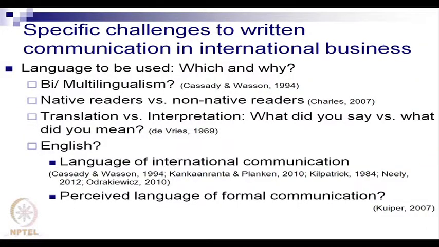Translation versus interpretation: what did you say versus what did you mean? Translation can happen. If you get a grasp of the language, you can translate documents. But the intended meaning and the interpreted meaning will be very far away from each other, unless clarity is there in the written documents. So, staying in India, like I just told you, I talked about jalebi style.